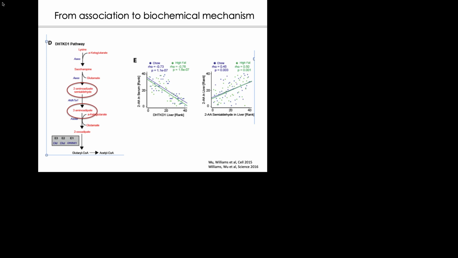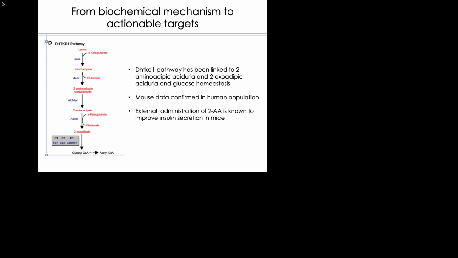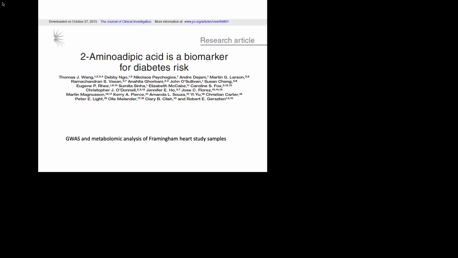And now this is becoming interesting when we then looked in the literature and found that this amino adipic acid is a biomarker for diabetes risk. So this is a paper that was published not by us. This is from the literature. Actually, Bob Gersten, who is here in Boston, very prominent researcher. And so they established from the Framingham study, which is a large population-based study, that this particular intermediate metabolite is an indicator for diabetes risk.